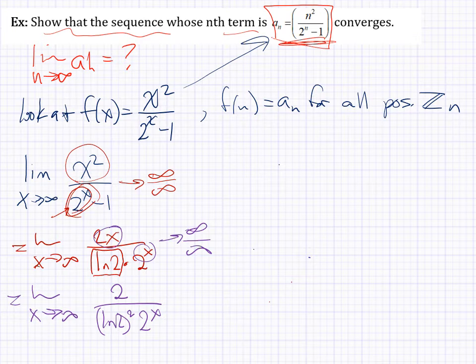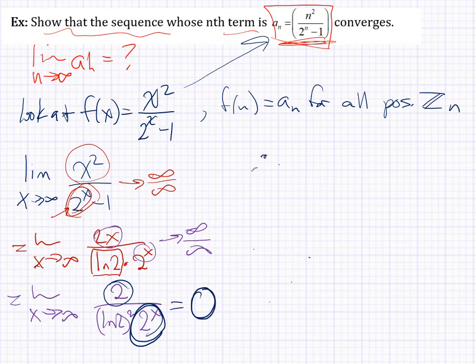And looking at this now, as x goes to infinity, the numerator is just 2. It's going to stay 2. The denominator is still going to go to infinity, though. So you have 2 over a denominator that goes to infinity. We know that if the denominator gets big and the numerator stays constant, this whole thing is going to go to 0. So the limit of the function equals 0.